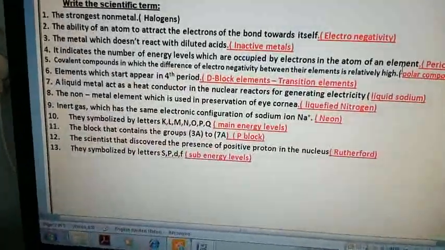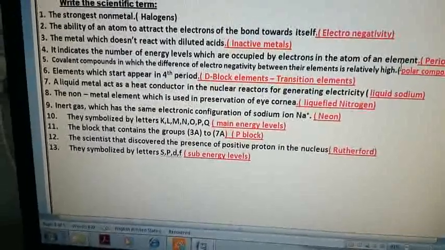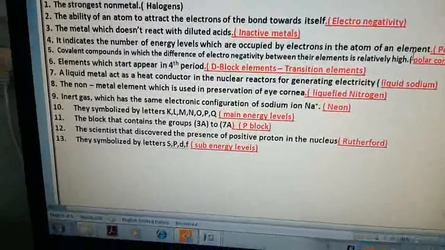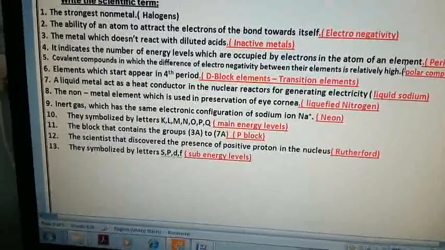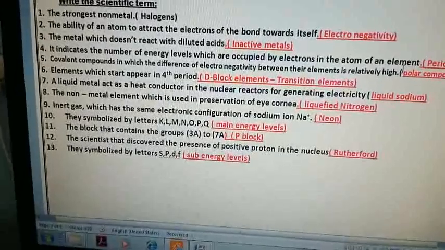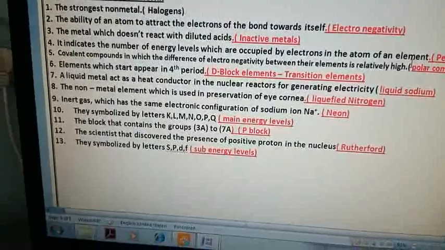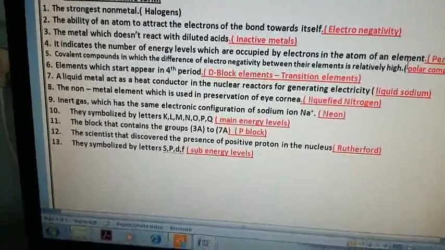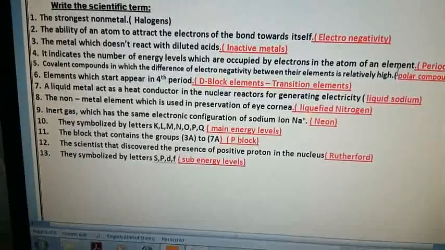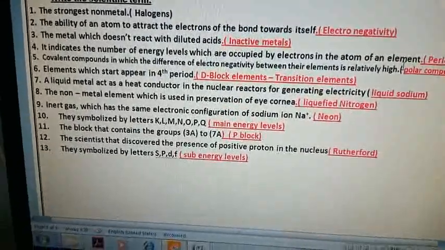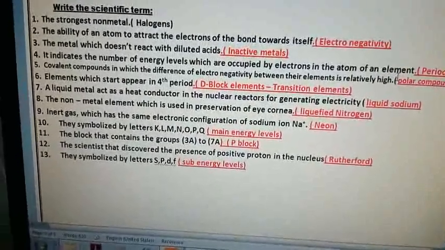Number 10, they symbolized by letters K, L, M, N, O, P, and Q. Of course, they are the main energy levels. Number 11, the block that contains group 7A to 3A is p block. Number 12, the scientist that discovered the presence of positive protons in the nucleus is Rutherford. And number 13, they symbolized by letters s, p, d, and f, sub-energy levels.